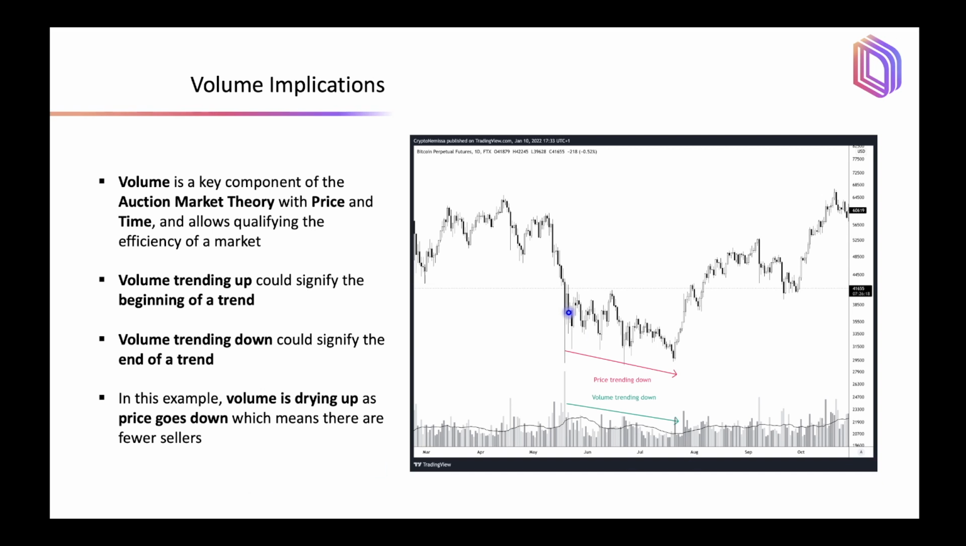In this example here, we had the price slowly grinding down, trending down, and we see also that the volume is going down. So naturally, what that implies for sellers is that the price is getting too low for sellers to sell. And so if I'm a seller, I'm going to want to sell at a higher price. So sellers are drying up at this level and naturally will have a reversal happening.